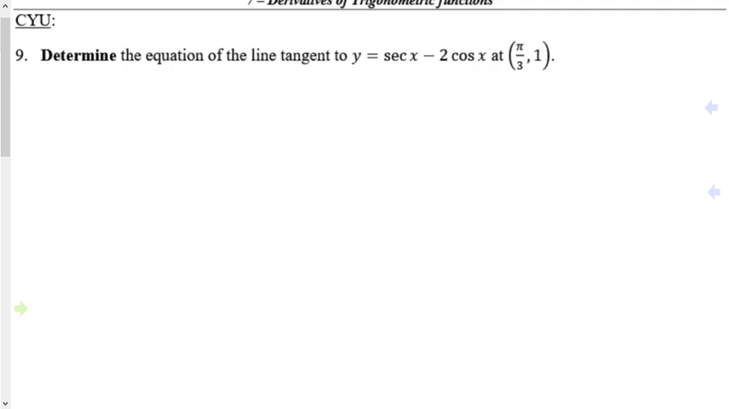Here's my derivative. Derivative of secant x is secant x tan x. Derivative of cosine x is negative sine x. So notice this subtraction sign changed to addition when I subtracted a negative sine x.